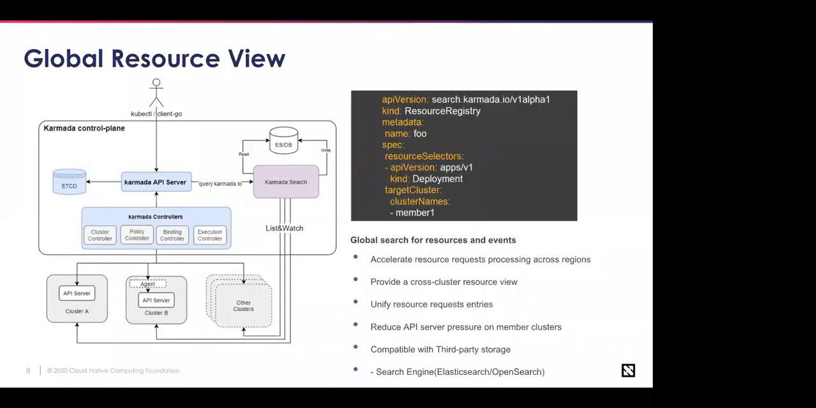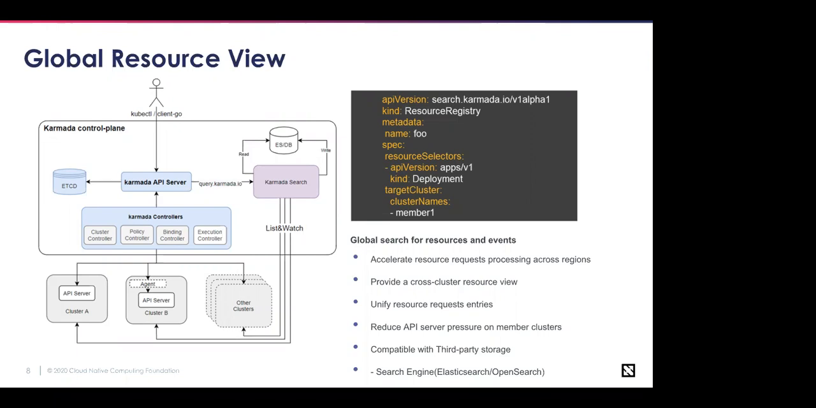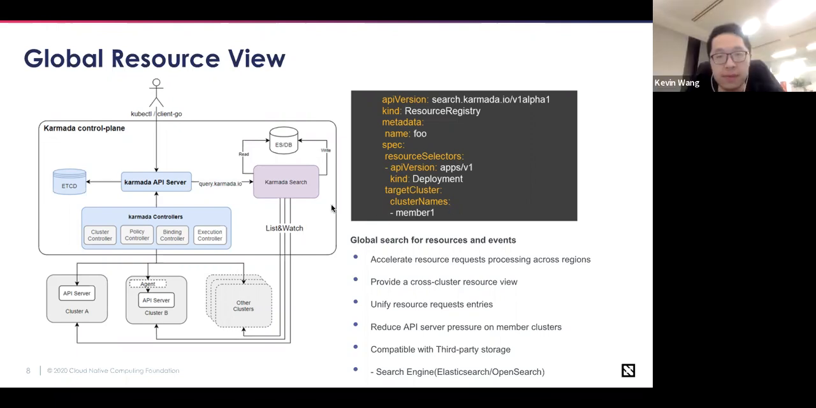A question about the previous slide. So, for this global resource view, do users actually have like some sort of user interface, or how do people query this information? Is it through the Elasticsearch interface, or yeah?